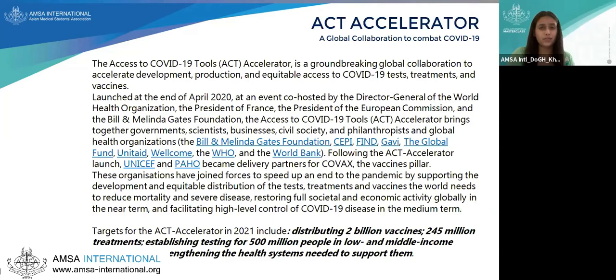Following the ACT Accelerator launch, UNICEF and PAHO became the delivery partners for COVAX, the vaccines pillar. So these organizations have joined forces to speed up the end of the pandemic by supporting development and equitable distribution. Currently, as of 2021, the targets for the ACT Accelerator include distributing 2 billion vaccines, 245 million treatments, establishing testing for 500 million people in low and middle income countries, and strengthening the health systems needed to support them.